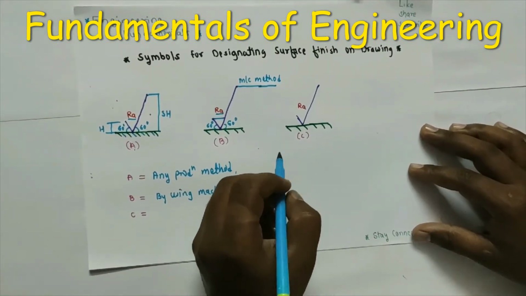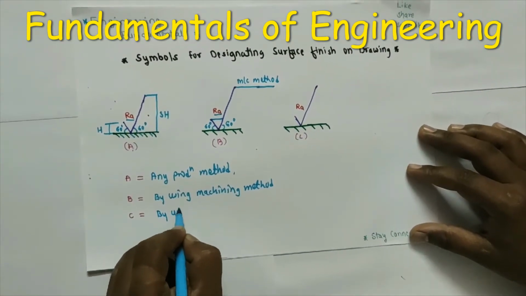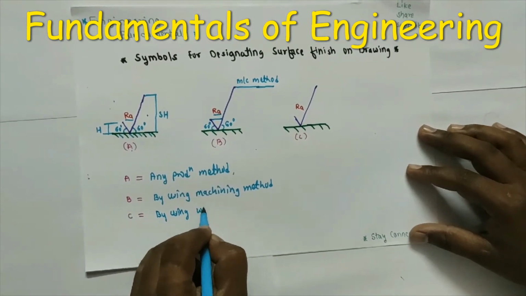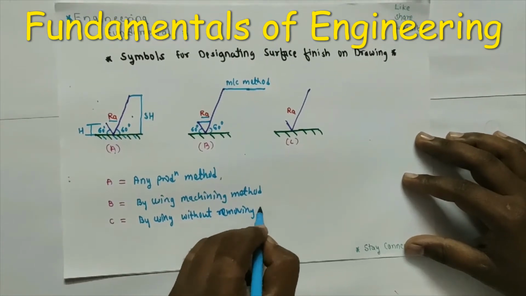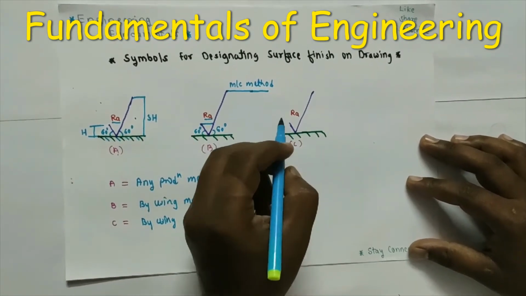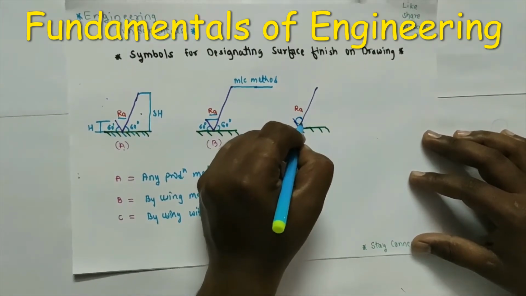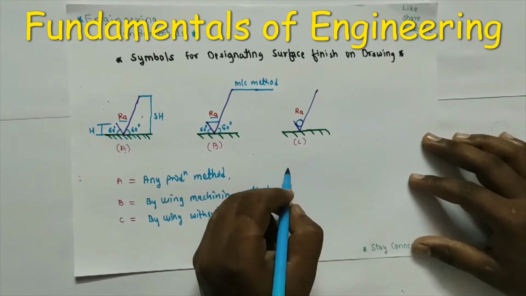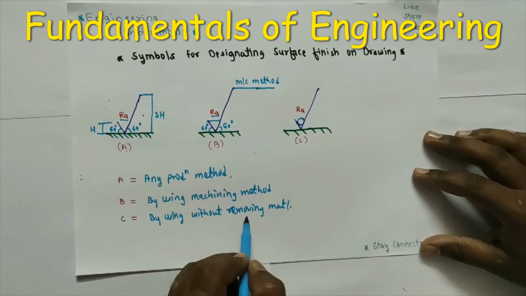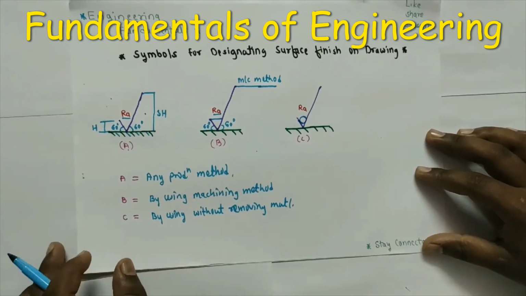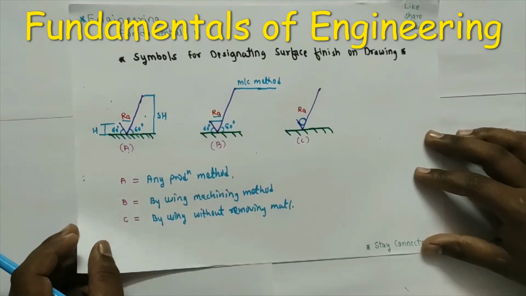Third, if the Ra value is obtained without removing material from the surface, then in this symbol you draw an inner circle, indicating that the Ra value is obtained without removing any material. So these are the three symbolic representations which we can see on an engineering drawing.